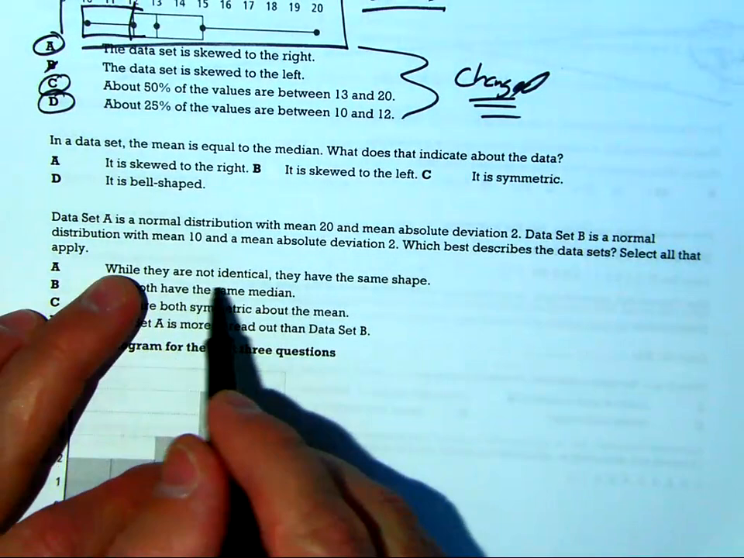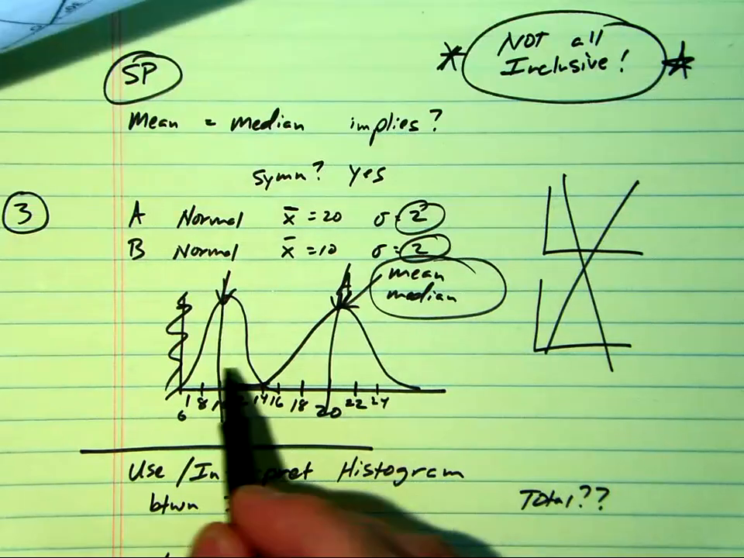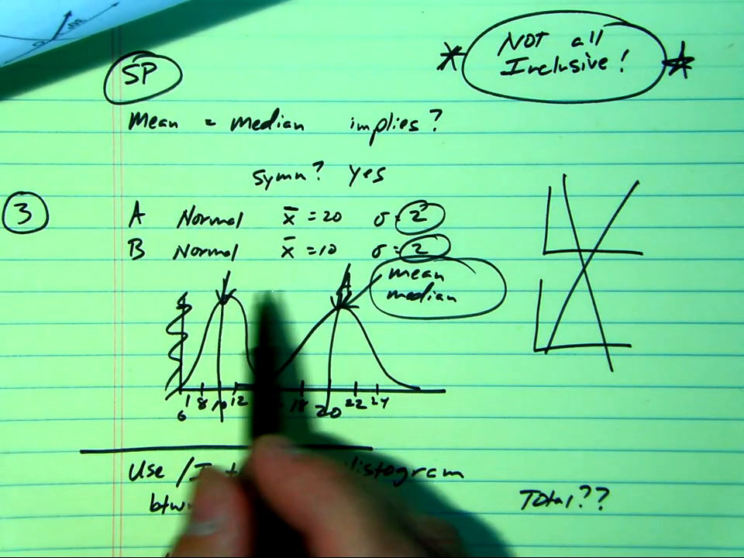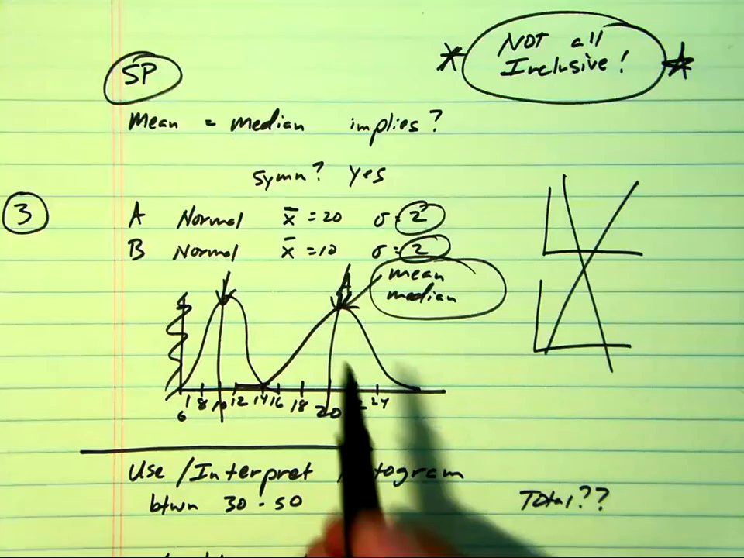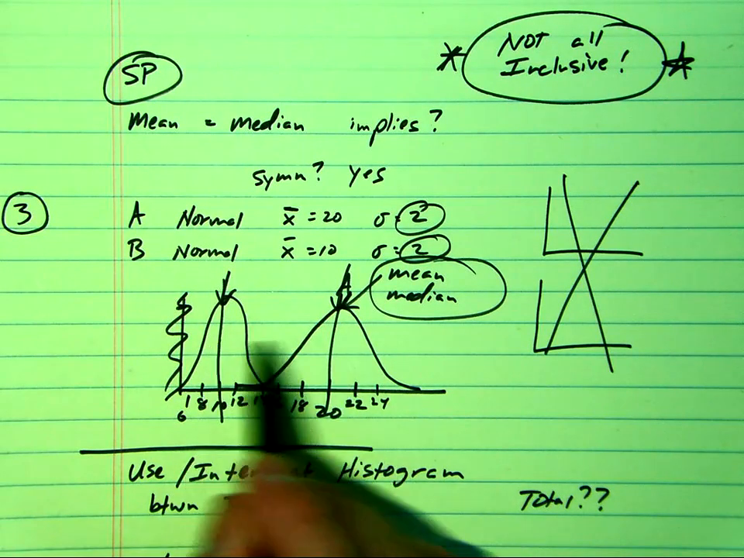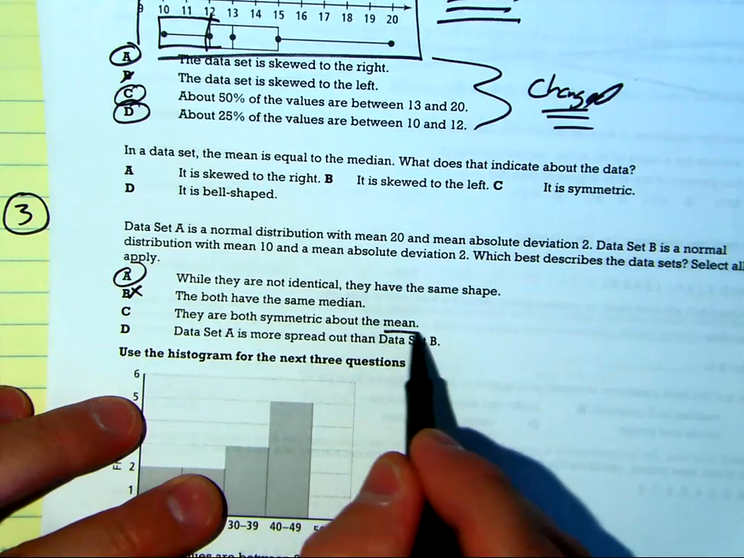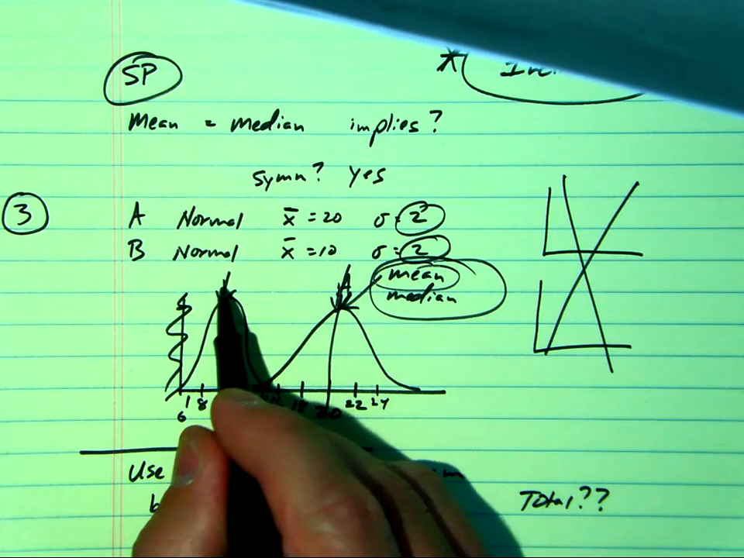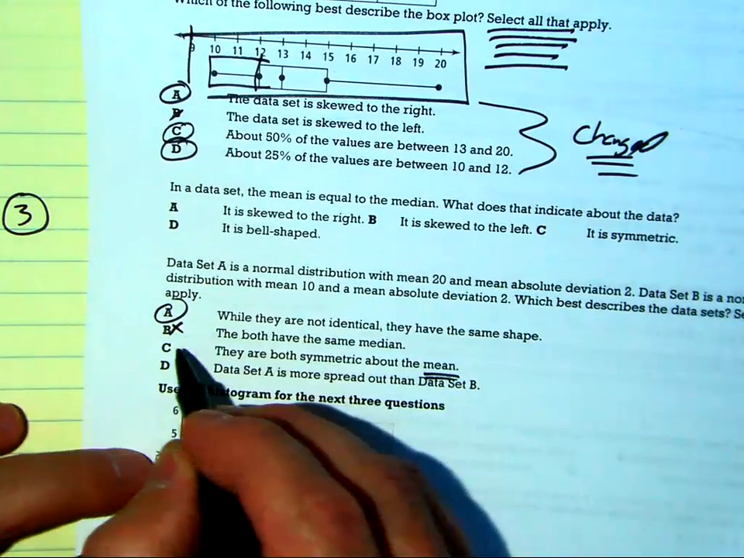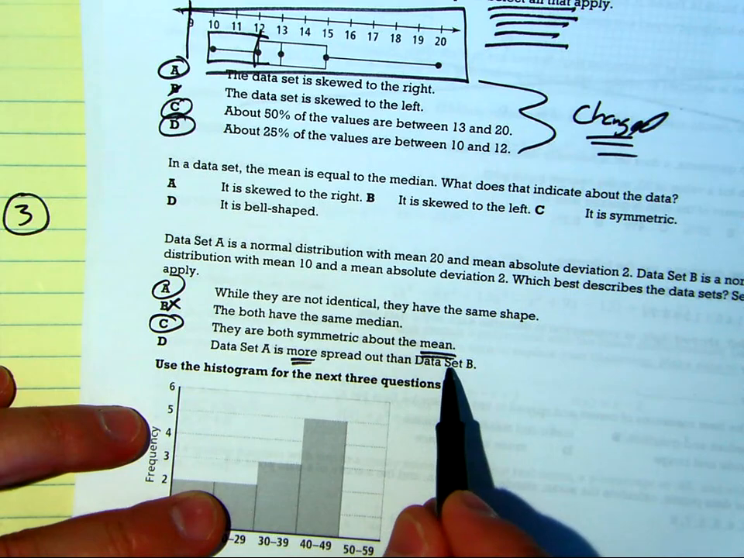So let's see if we can answer our question. While they're not identical, do they have the same shape? Everybody agree with that? I drew it poorly, but while they're not identical, do they have the same shape? Yes, they do. They both have the same median. Do they both have the same median? No, they're at different places, so that's not right. They are both symmetric about the mean. Are they both symmetric about the mean? The mean is that point there or that point there for data set B. That one's a yes.